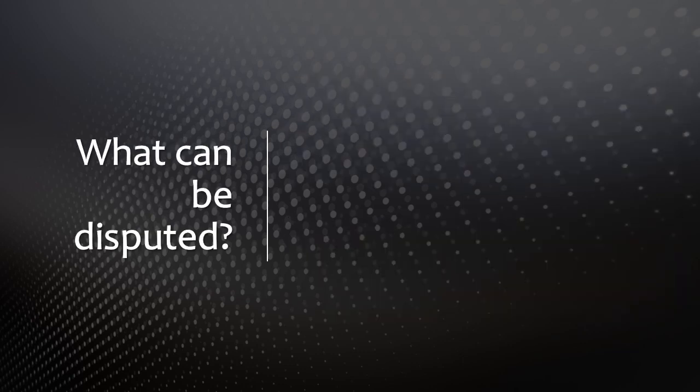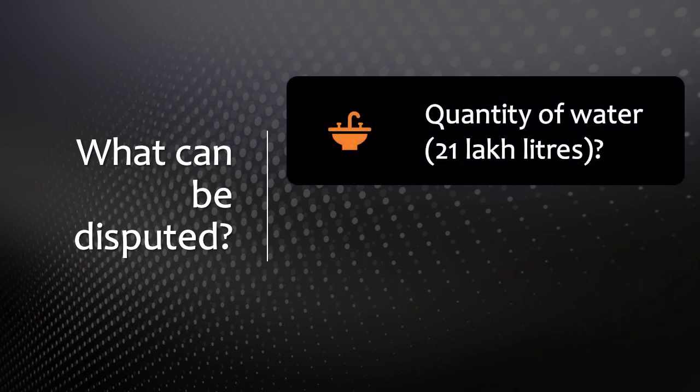Now, any scientific theory can be disputed, and so also can every account that is presented, correct? So what can be disputed in this calculation? One thing, of course, is the quantity of water. Is it 21 lakhs or is it more or is it less? We do not have any way of knowing other than documentation which needs to be obtained either from the builder or through an RTI.